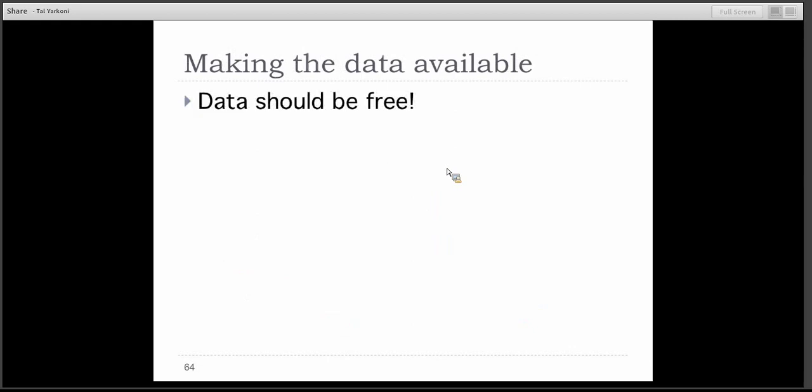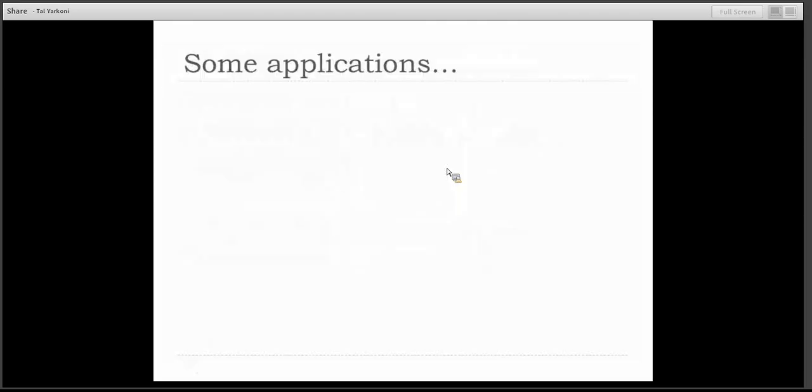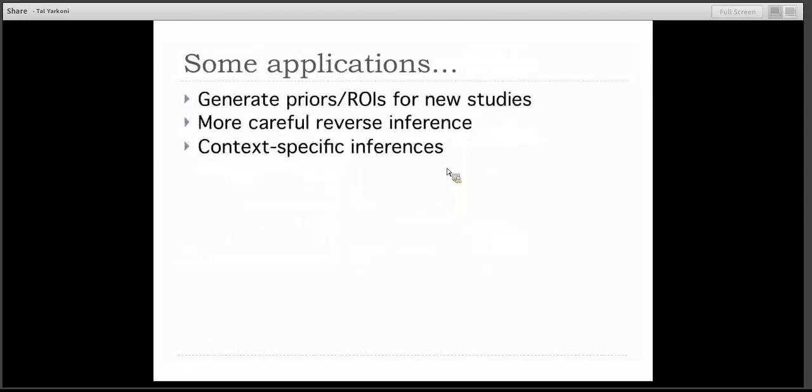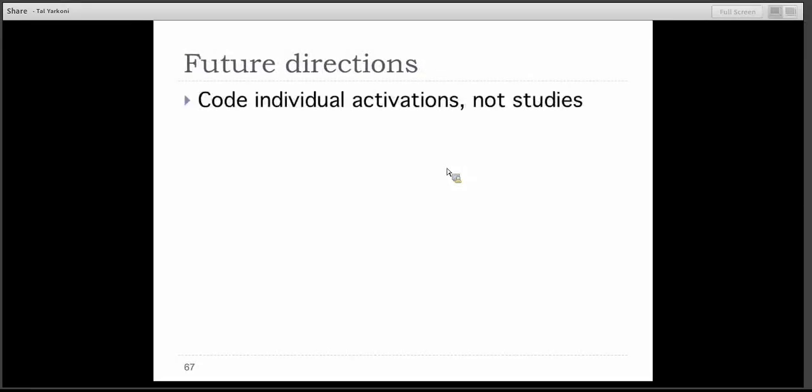I'll skip this. We can do meta-analytic connectivity modeling, like the brain map has been doing, which is just saying, given a particular seed in the brain, what other regions tend to be reported together in studies. All of those maps are also on the website. This goes without saying for this audience, but the goal of this is to make all this data free, right? All the tools, the data, the results. Not all of them are available online right now, but they hopefully soon will be. The website feature set is limited, but it'll keep expanding as time and resources allow.